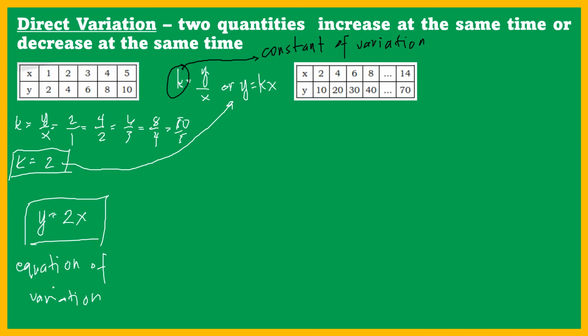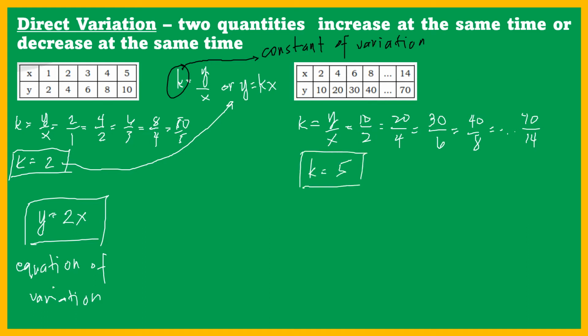So same procedure, we just need to determine the constant of variation, which is denoted by k is equal to y over x. So again, ipapakita ko lang ulit lahat, pero kapag meron na tayong mga given na problem, pwedeng isa na lang yung gawin ninyo. So we have 10 over 2 equals 20 over 4 equals 30 over 6 equals 40 over 8 and so on up to 70 over 14. And then pag dinivide natin yan, ang makukuha natin ay 5.